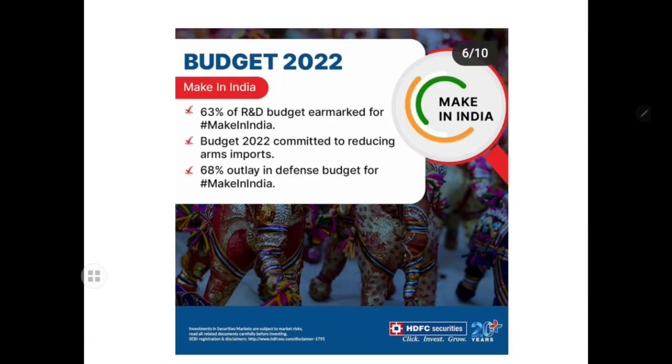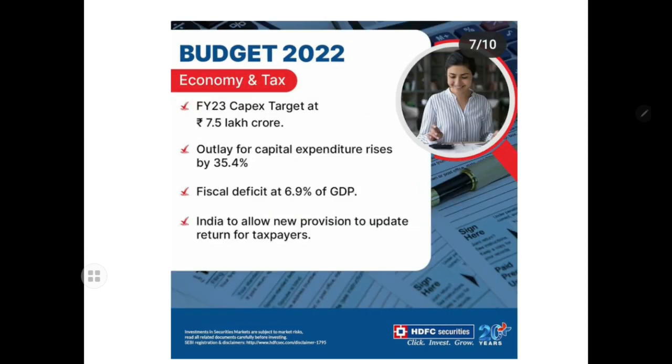Then the next sector, it's not a sector, this theme, Make in India. Under this theme we have 60% R&D budget, and then budget 2022 committed to reducing arms imports, obviously, and 68% outlays in defense budget for Make in India.